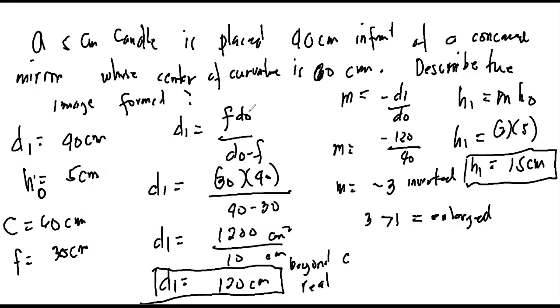So your di will be equal to f do over do minus f. 30 times 40 is 1,200 centimeters squared. 40 minus 30 is 10. You divide, and the answer is 120 centimeters. So you will see that it's beyond the center because the object is located between the center and the focus. And it is positive, so definitely it is real. Your magnification is negative, so definitely the image is inverted. And for the size, 3 is greater than 1, so it is enlarged. So what's the height? It is 15 centimeters.